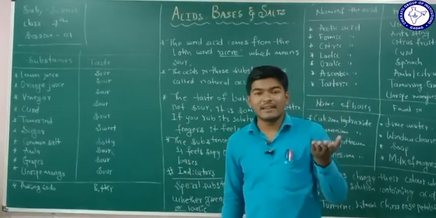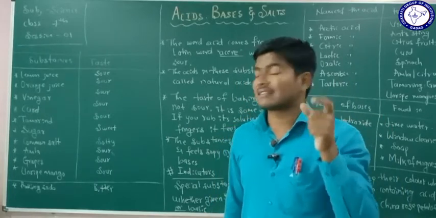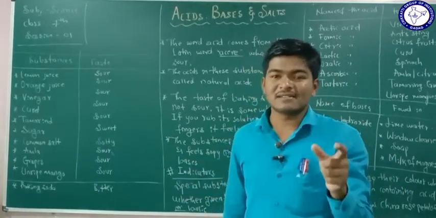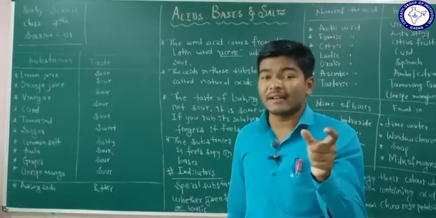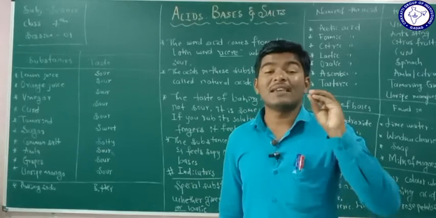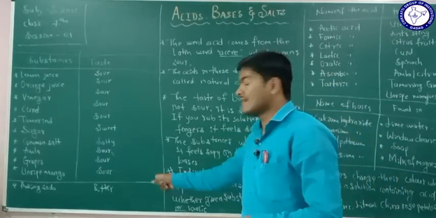So what is acid here? The substances which taste sour, those substances are called acids. What are bases here? The substances which taste bitter and also feel soapy when we touch them, those substances are called bases.